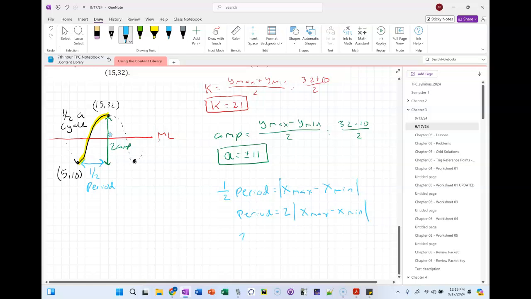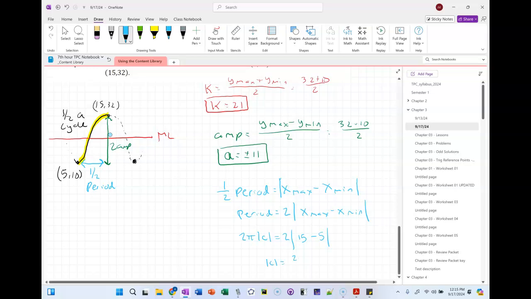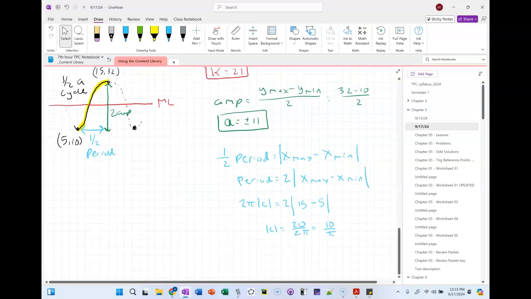So if I start plugging things in, the period is 2 pi times the absolute value of c. X max is 15. X min is 5. So I have 15 minus 5 is 10, and then times 2 is 20. So if I divide that by 2 pi, and I can reduce, I get 10 over pi. And we'll always choose C to be positive. So we have that.